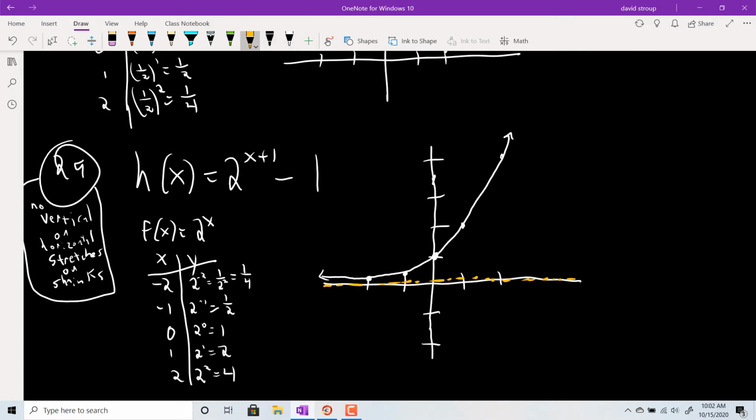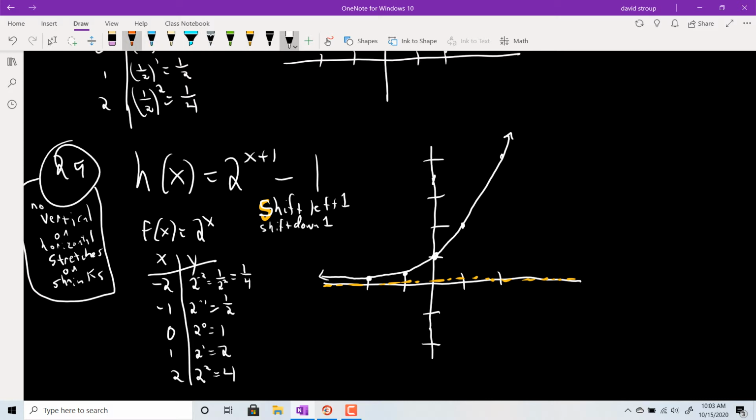Okay. All right. So then you have to do the horizontal shifts first. So we have a shift to the left by 1. That's the x plus 1 in the exponent. So shift left 1. And then the minus 1 there will move it down 1. Shift down 1.